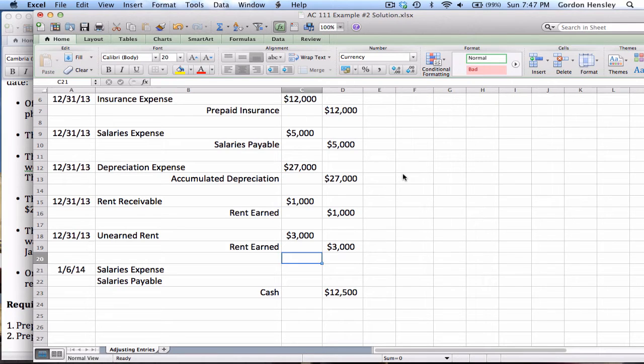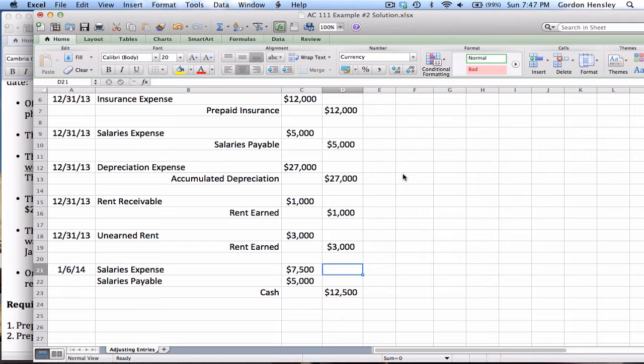Why not? Go back up here and look at this. We've already booked $5,000 of that salaries expense. And we had a $5,000 salaries payable. I've got to get rid of that. So I've got to debit $5,000 to that salaries payable. So the difference that's left over is $7,500. So that'd be the proper way to record that entry.